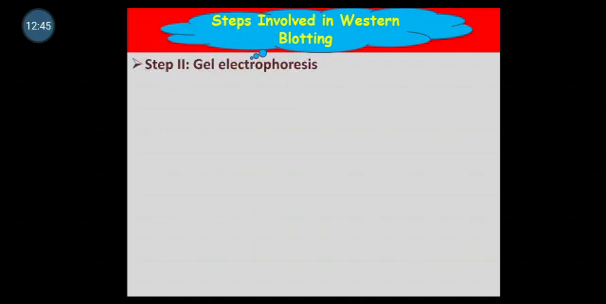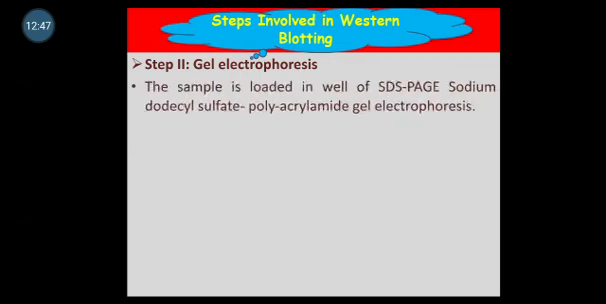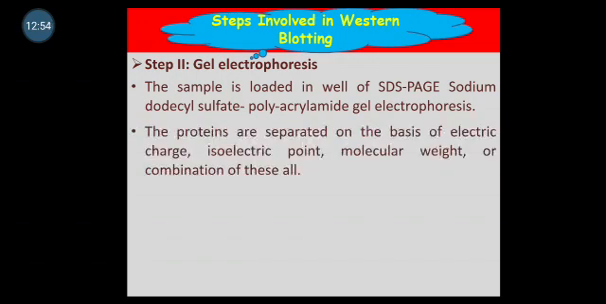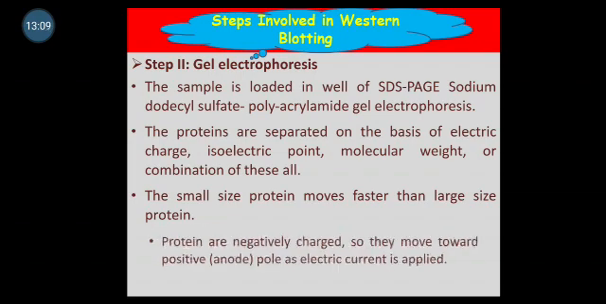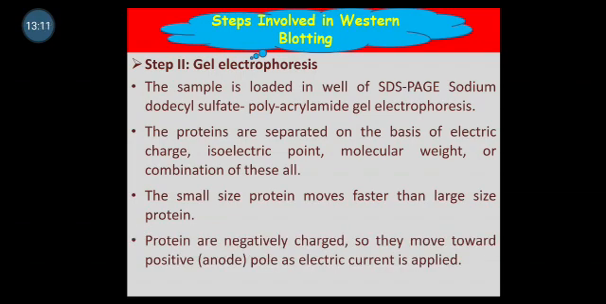The second step is gel electrophoresis. The sample is loaded in a well of SDS phase. The proteins are separated on the basis of electric charge, isoelectric point, molecular weight, or a combination of all these. The small size protein moves faster than the large size protein. Proteins are negatively charged, so they move towards the positive, that is the anode pole, as electric current is applied to it.